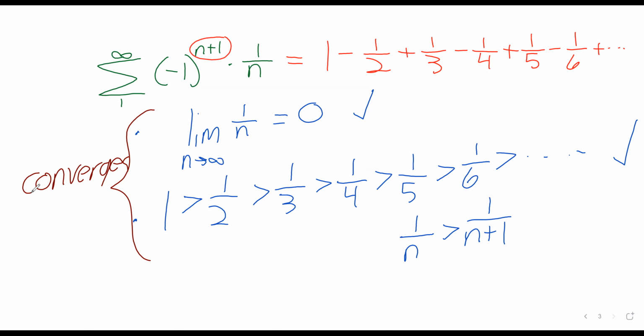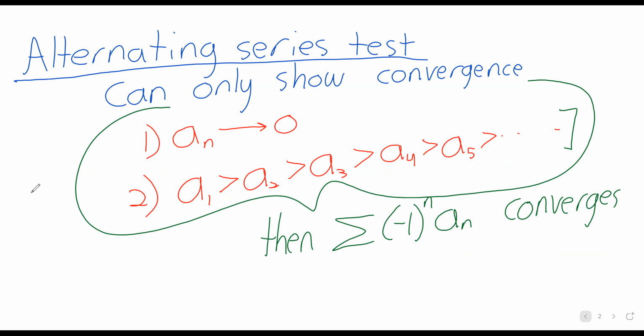Or I guess what I should say, I should walk that back a little. An alternating series that doesn't satisfy the first condition definitely diverges. That's from the nth term test. But an alternating series that fails to satisfy that second condition might converge anyway.